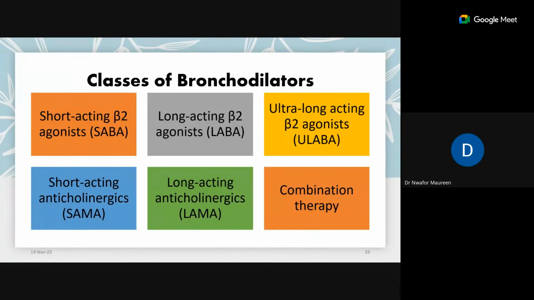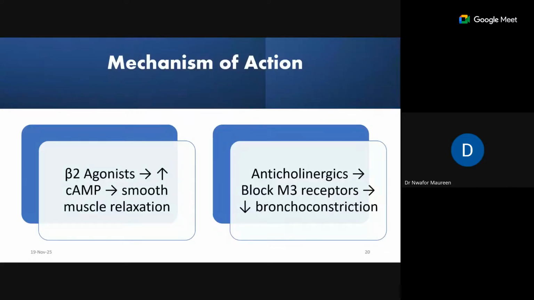Bronchodilators are made up of our dear adrenergic agents, the short-acting, long-acting and ultra-long-acting, and the short-acting and long-acting anticholinergic agents. I can get them in combination therapy. These things are called bronchodilators. The adrenergic agent and the anticholinergic agent dilate the airways.